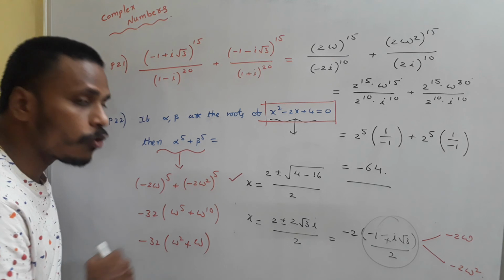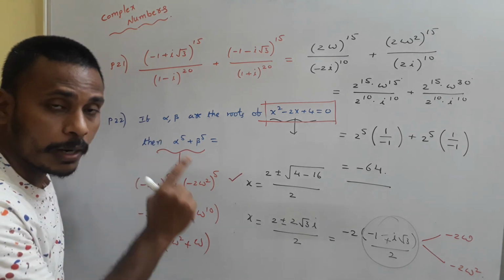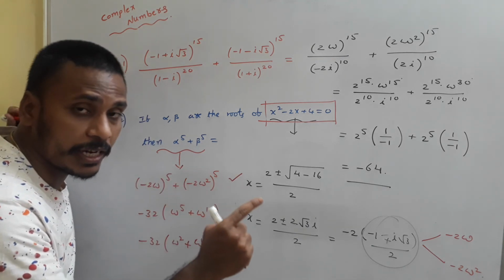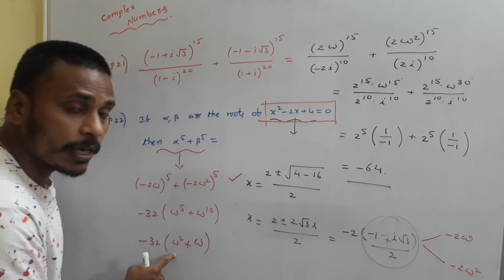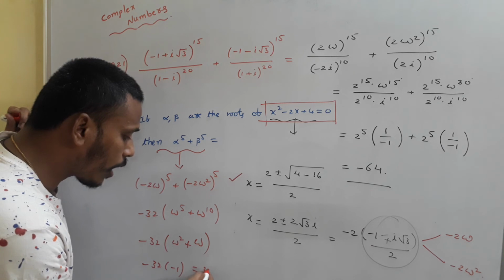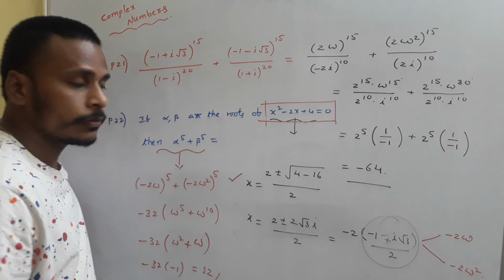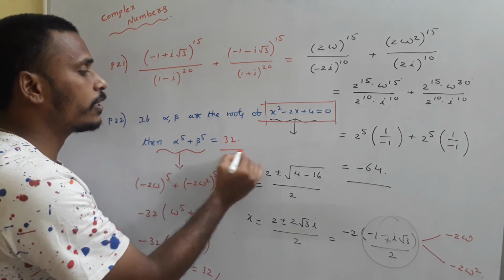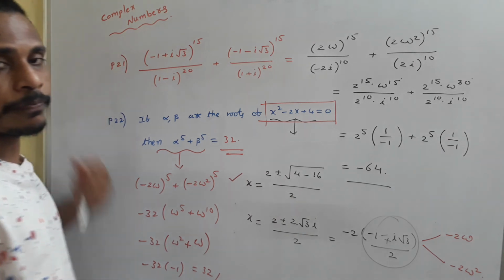And what can you say about omega plus omega square? 1 plus omega plus omega square is 0. So omega plus omega square is minus 1. Minus 32 into minus 1, and our answer is 32. So the answer for this problem is 32. That is the problem.